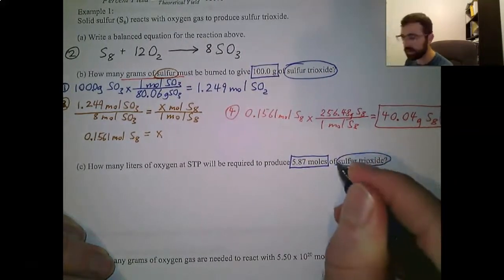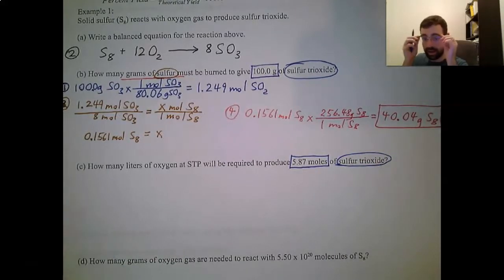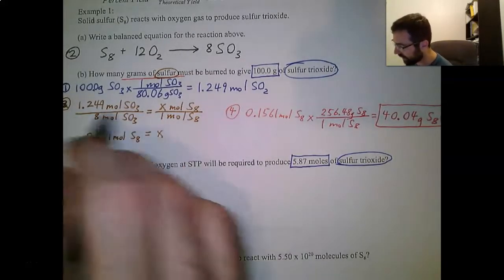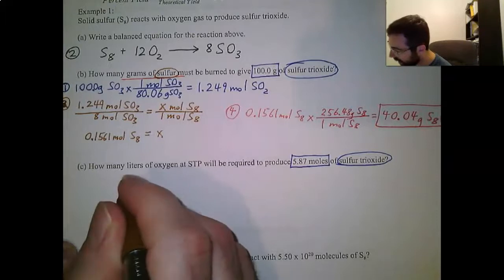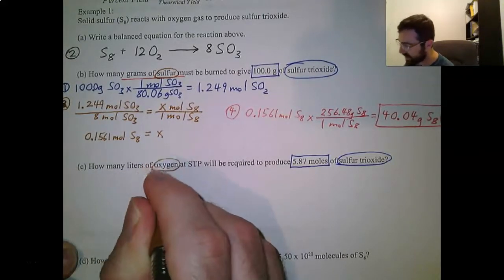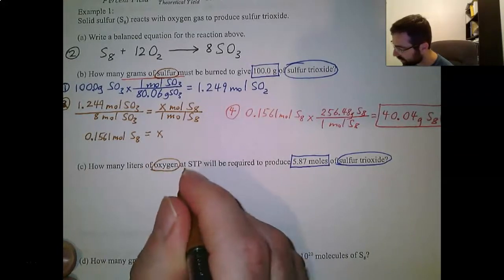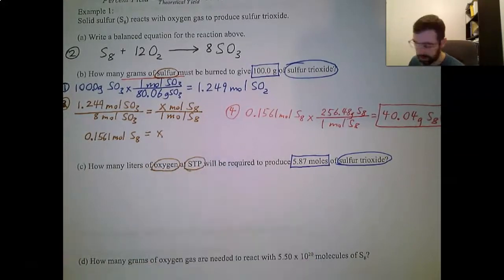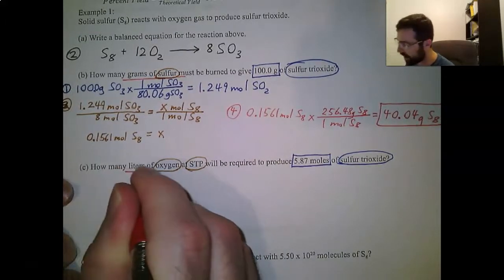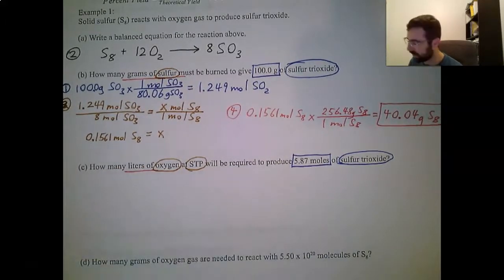Okay, so sulfur trioxide is my given, and I have 5.87 moles. For the brown part, or step 3, I'm looking for oxygen, liters of oxygen at STP. That seems kind of important. We'll come back to that. And I'm looking for the units to be liters of oxygen at STP. Let's get started with step 1.